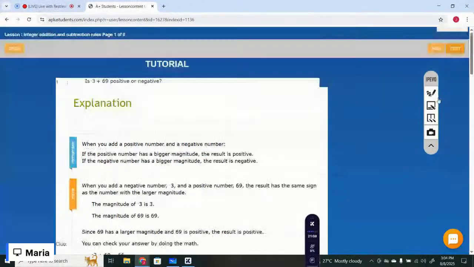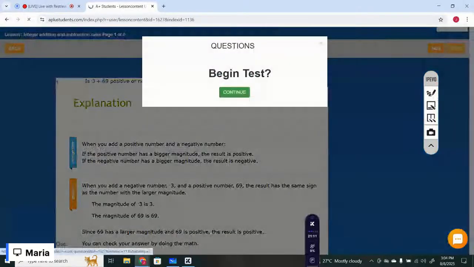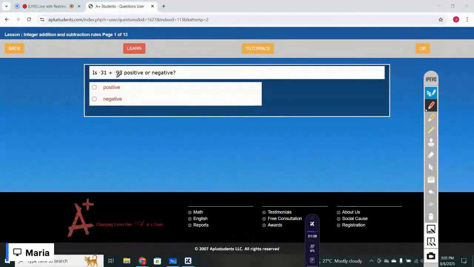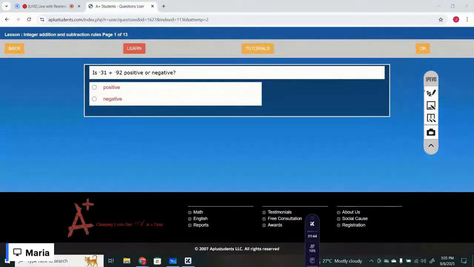Okay, let's just start with the test questions. Is negative 31 plus negative 92 positive or negative? So 92 is the greater number with a negative sign, so that means the answer must be negative. Option number 2 is the correct option.